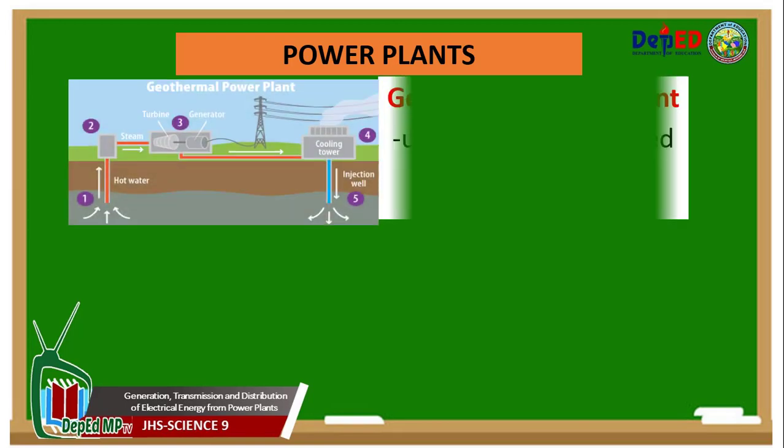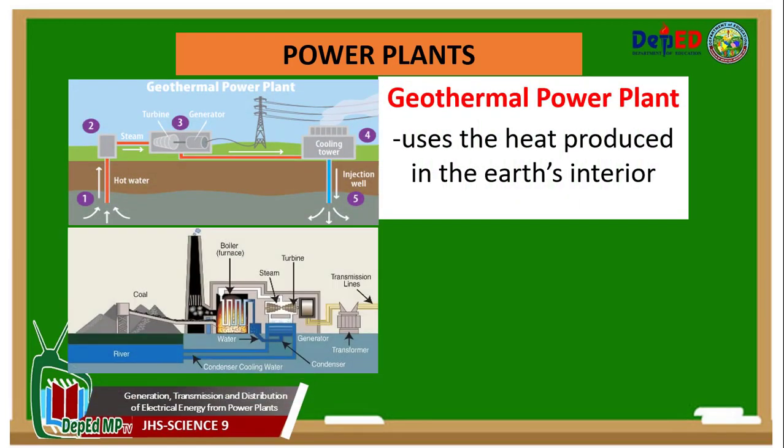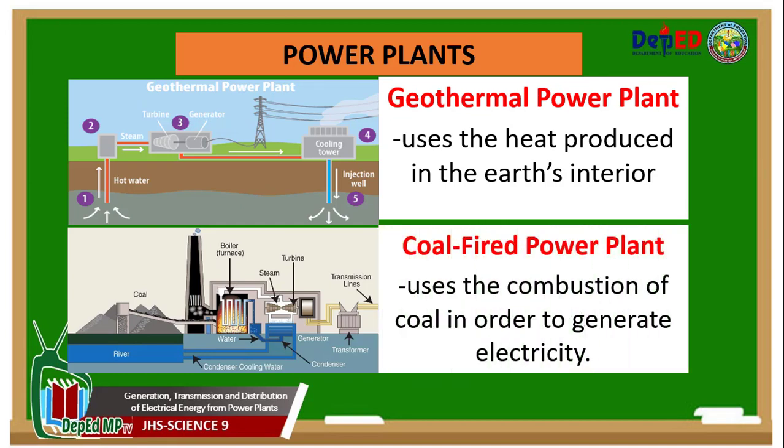Another is geothermal power plant, which uses the heat produced in the Earth's interior. The main advantages are that it does not depend on weather conditions and has very high capacity factors. Example here is the Tiwi geothermal plant in Tiwi, Albay. Another is the coal-fired power plant, which uses the combustion of coal in order to generate electricity. Example is the power plant in Mauban, Quezon.